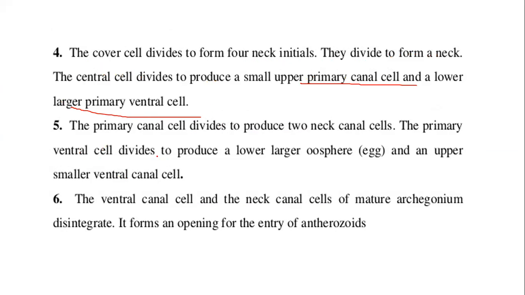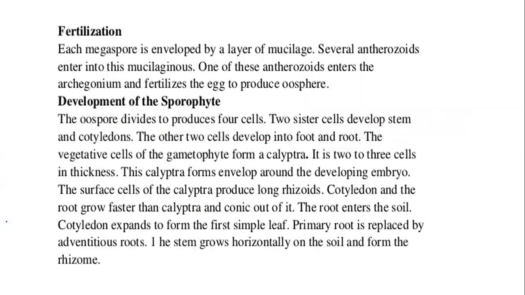Now, within this ventral cell, it develops and produces a large oosphere or the egg, which is a female gamete. And the primary canal cell develops and produces 2 neck canal cells. Now, this ventral canal cell and the neck canal cells of the mature archegonium disintegrate and form an opening for the entry of the anthrozoid. Because in the venter we have the female gamete, the egg, the anthrozoids swim and reach the female gametophyte plant, enter into the venter and fuse with it and form the zygote. That we call fertilization.